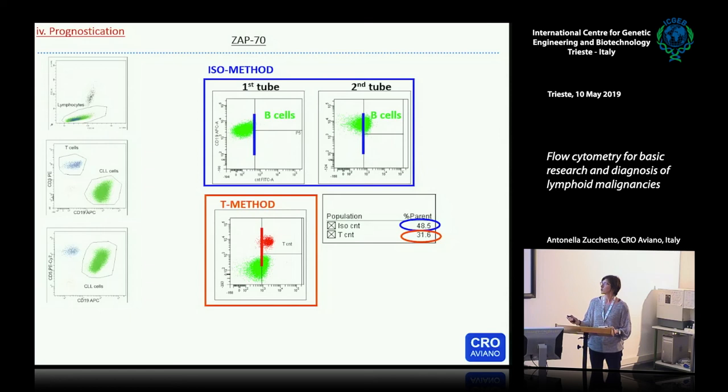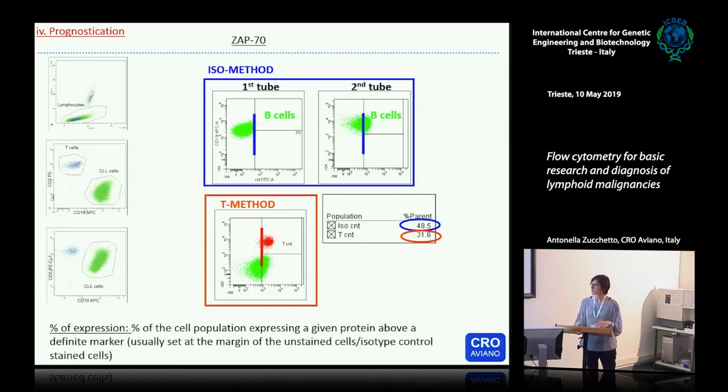So you have two different percentages. And percent of expression, what is it? It's the percent of the cell population that expresses a given protein above a definite marker, and usually it's set at the margin of unstained cells. It doesn't mean that 30% of cells are positive and the other 70% are negative, but it gives you an idea of the intensity of this expression.